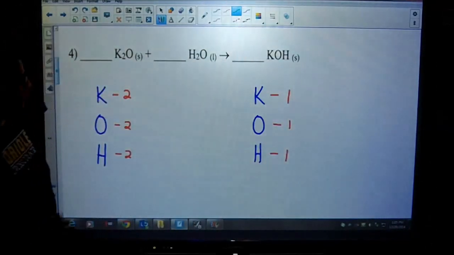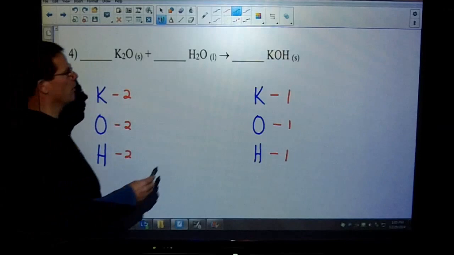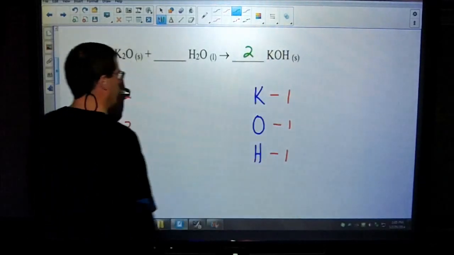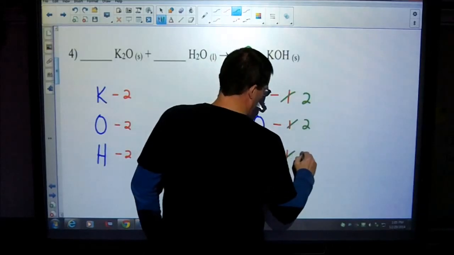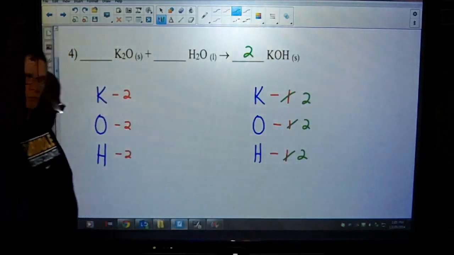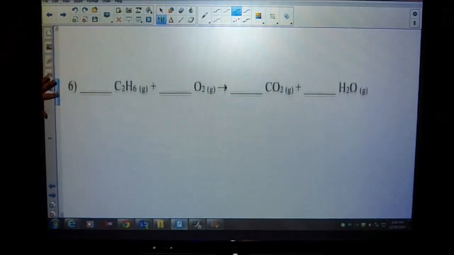And again, when those values are the same, we're good. So this one looks extremely difficult, especially once you do that. If you go ahead and put a 2 there, I think that takes care of everybody. 2, 2, and 2. Sometimes they're just that nice and easy. Okay. All right. Number 6.